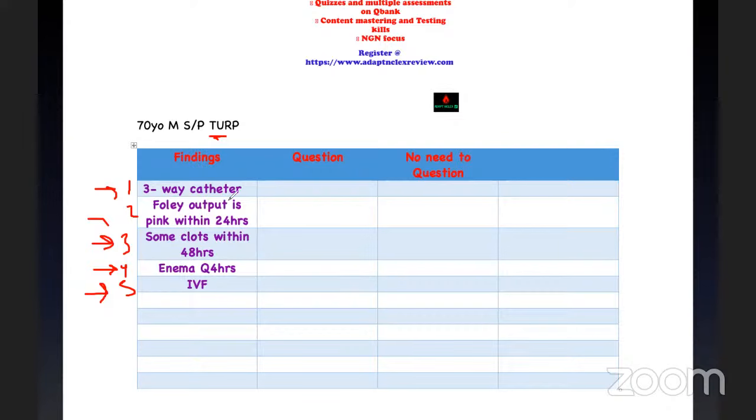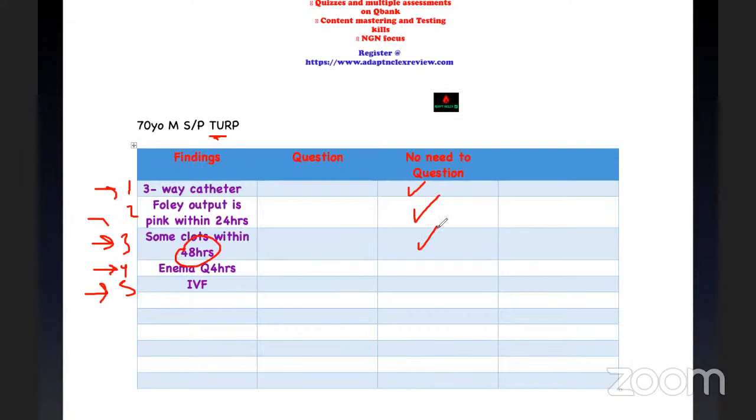Remember, when you have TURP, we have to irrigate the bladder. So a 3-way catheter is designed to irrigate and at the same time monitor urine output. So no need to question it. The Foley output is pink within 48 hours. Yeah, it's going to have some bleeding. That's okay. Within 48 hours, you're going to see some clots. That's okay. How about an enema? What do you guys think? Enema every 4 hours. Is it something you should question, or is it something you shouldn't question?